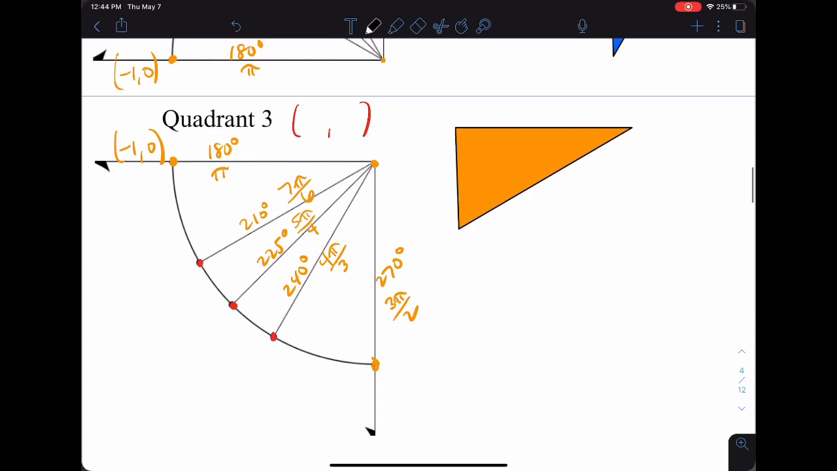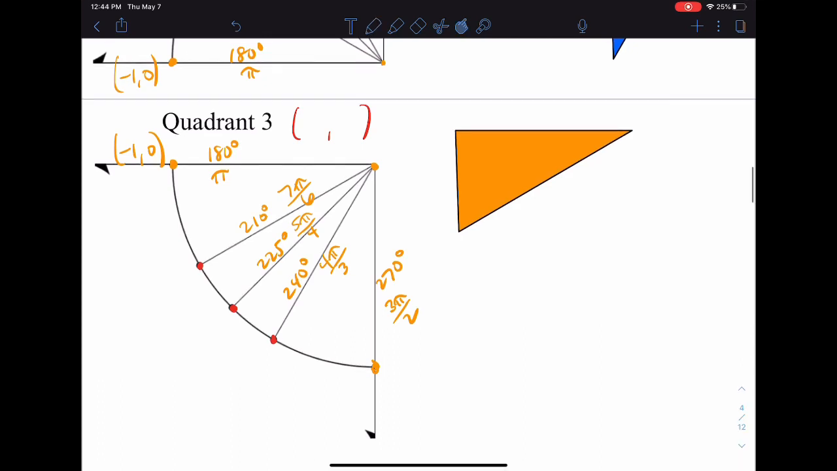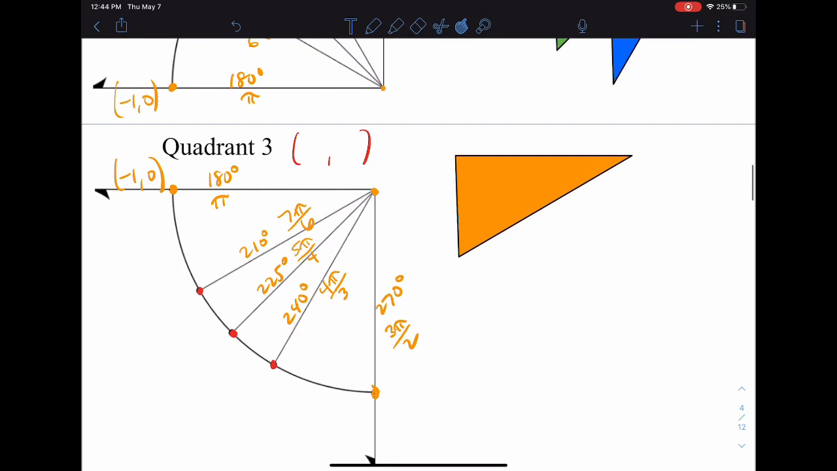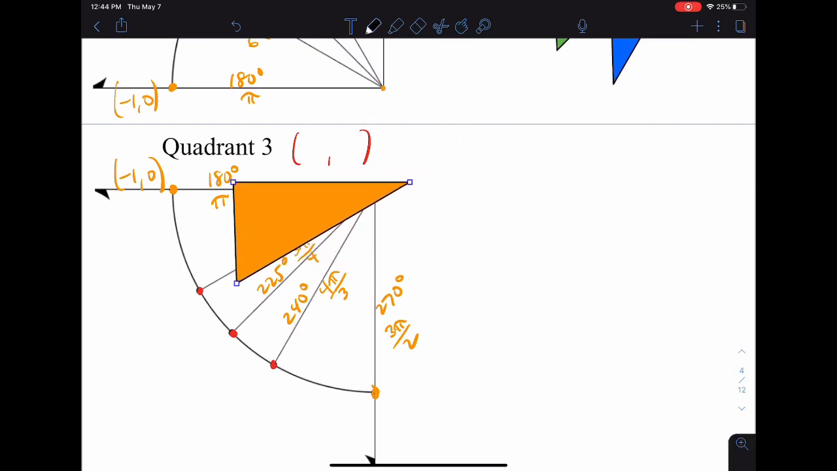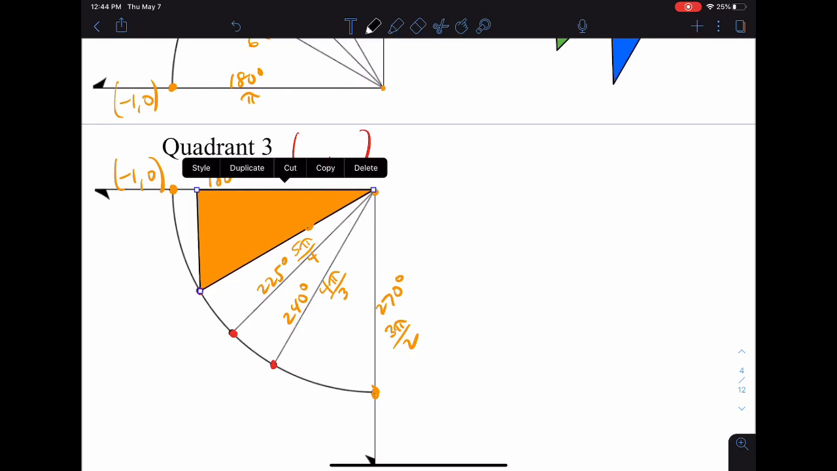So that triangle is going to go right there. Okay. So again, it's the same triangle I've been using, just reflected from the last quadrant and kind of rotated from the first quadrant. Okay. So again, this is the angle, this is the reference angle. Since this is 210, this is going to be a 30-degree reference angle. So a 30, 60, 90.